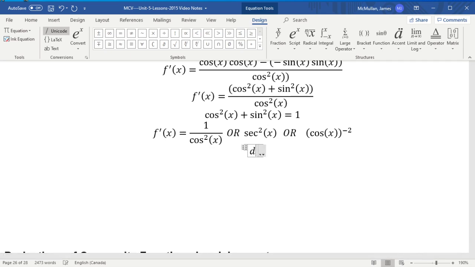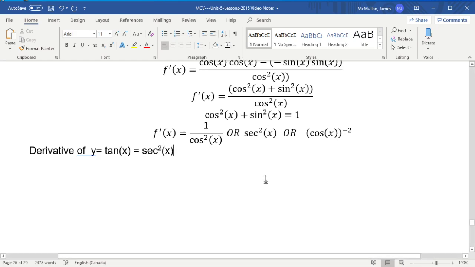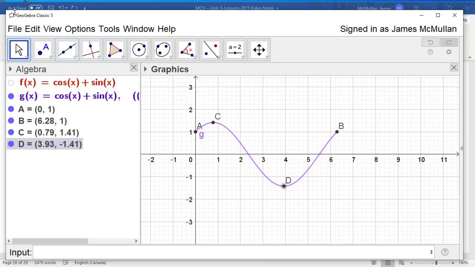Anyway, we've developed a quick shorthand here, which is that the derivative of y equals tan x is secant squared x. Okay? And let's just demonstrate that on GeoGebra quickly.